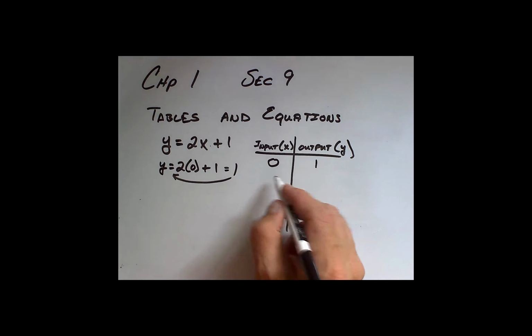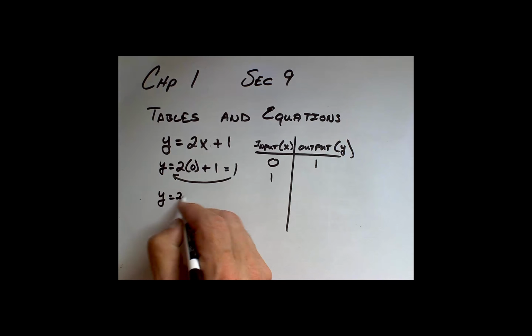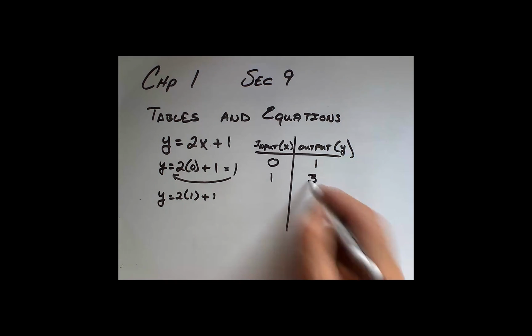Let's use another easy number for my x. Let's use 1. y equals 2 times 1 plus 1. Well, 2 times 1 is 2, plus 1 is 3.